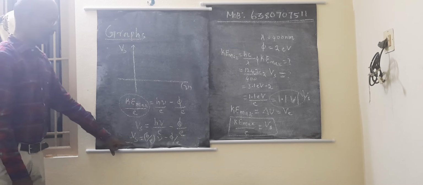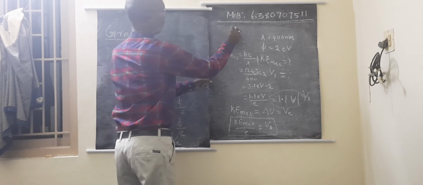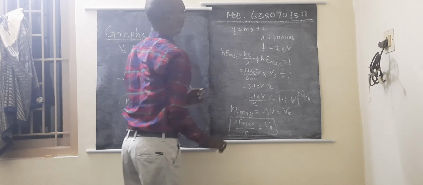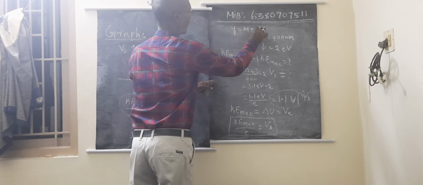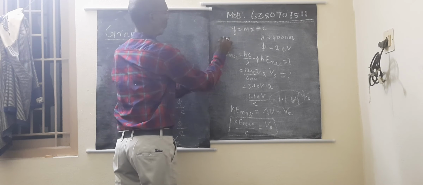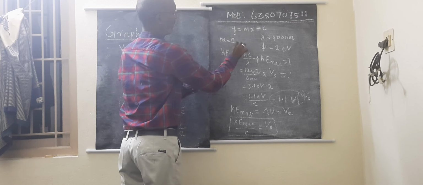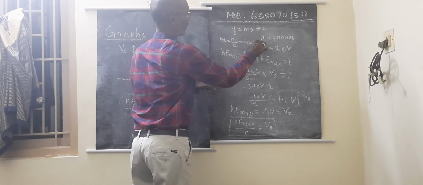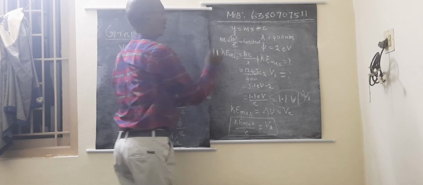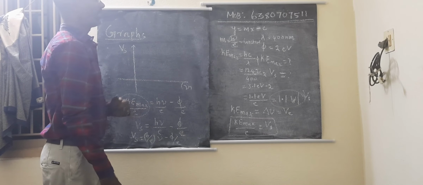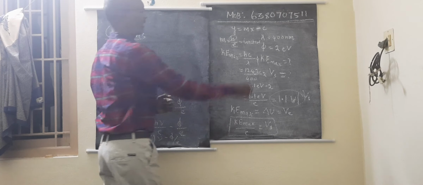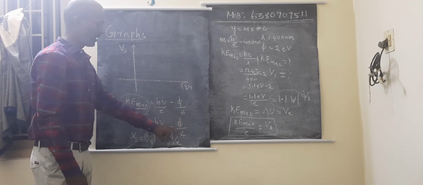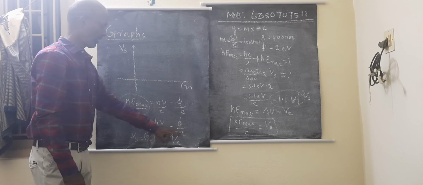This resembles the equation y equals mx plus c. Here it is in the form of mx minus c. Here m is equal to what? h by e. Slope. The slope is a constant, it is not going to change. Why is it not going to change? This is a constant, and this is also a constant. The slope will be the same. What is the y-intercept? Here the y-intercept is minus phi by e.